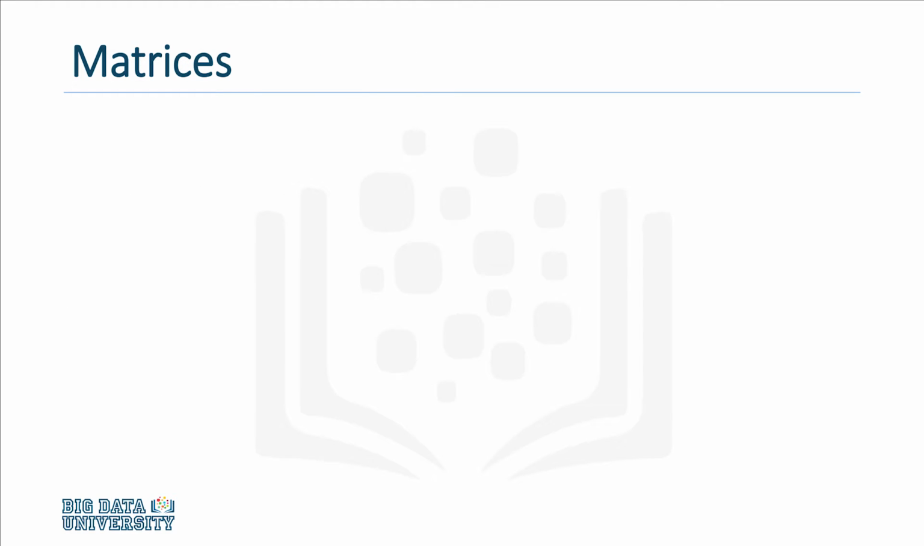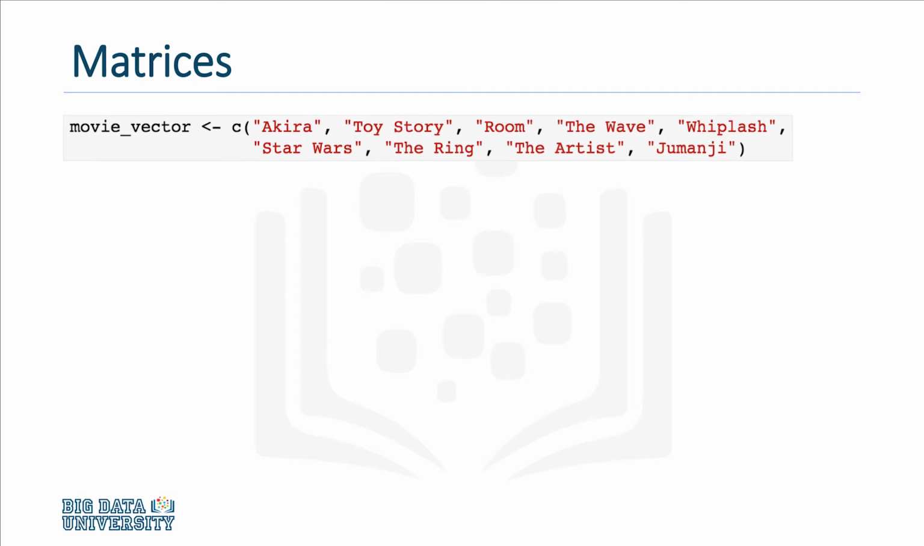A matrix is similar in structure to an array. The main difference is that a matrix must be two-dimensional. Starting with the movie vector from before, we can use the matrix function while specifying 3 arguments. The first argument is simply the vector, while the next 2 arguments are the number of rows and columns, respectively. So in our case, we're building a 3x3 matrix.